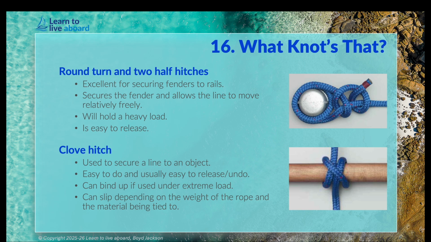It can slip depending on the weight of the rope and the material being tied to. Sometimes you might put in an extra hitch. Each one of these, you'd call a hitch. It's one hitch to it. Sometimes you might just want to put another hitch in there to secure it and ensure that it's going to hold well. Alternatively, go back to the round turn and two half hitches if there's a bit too much slip and there's a few too many problems.